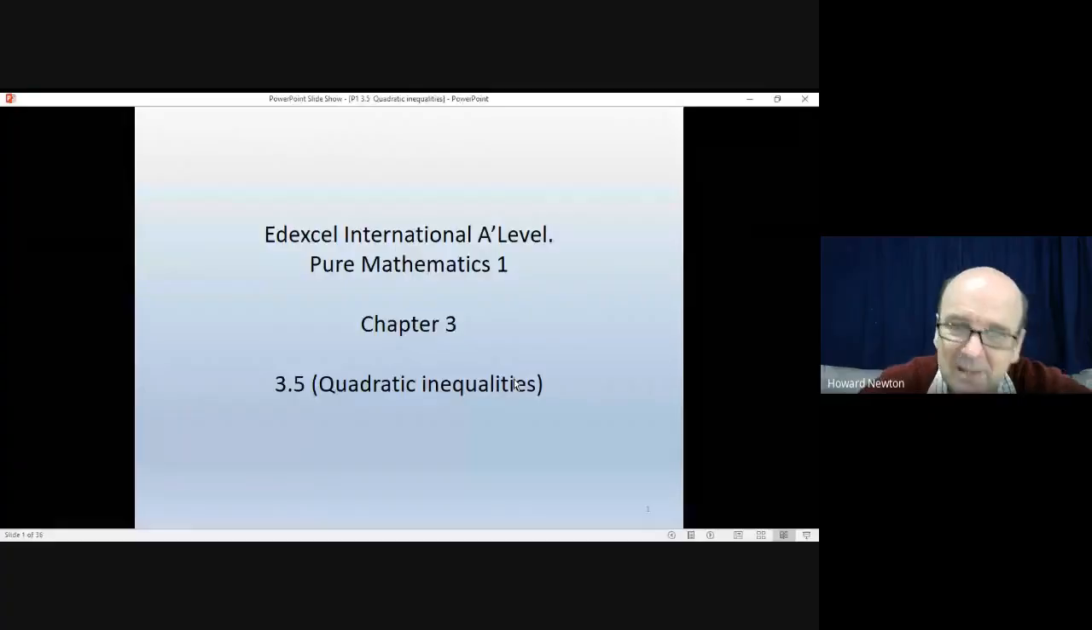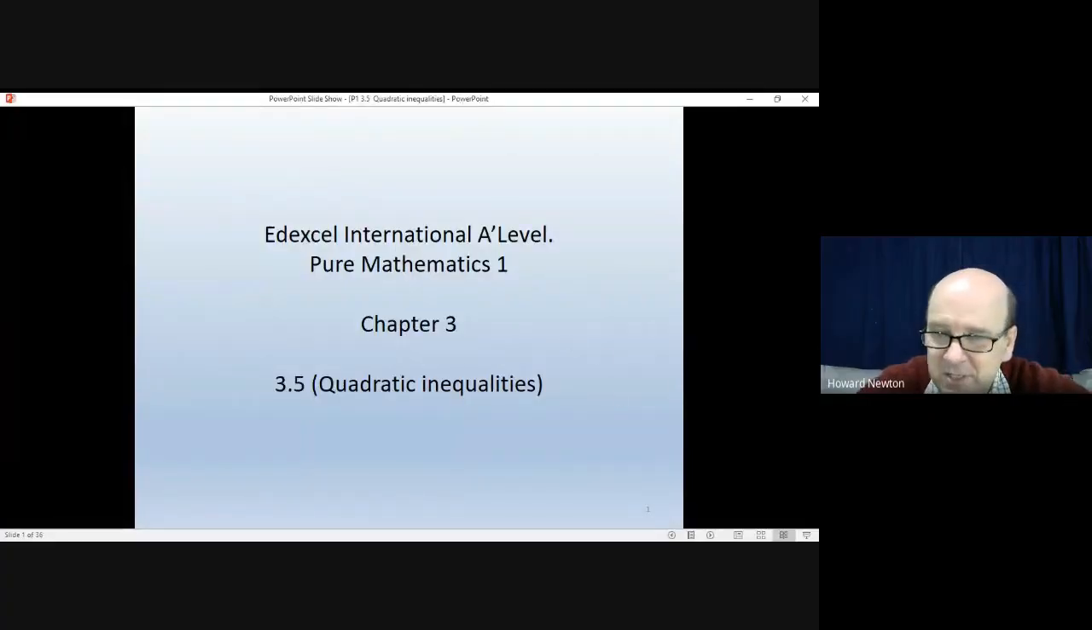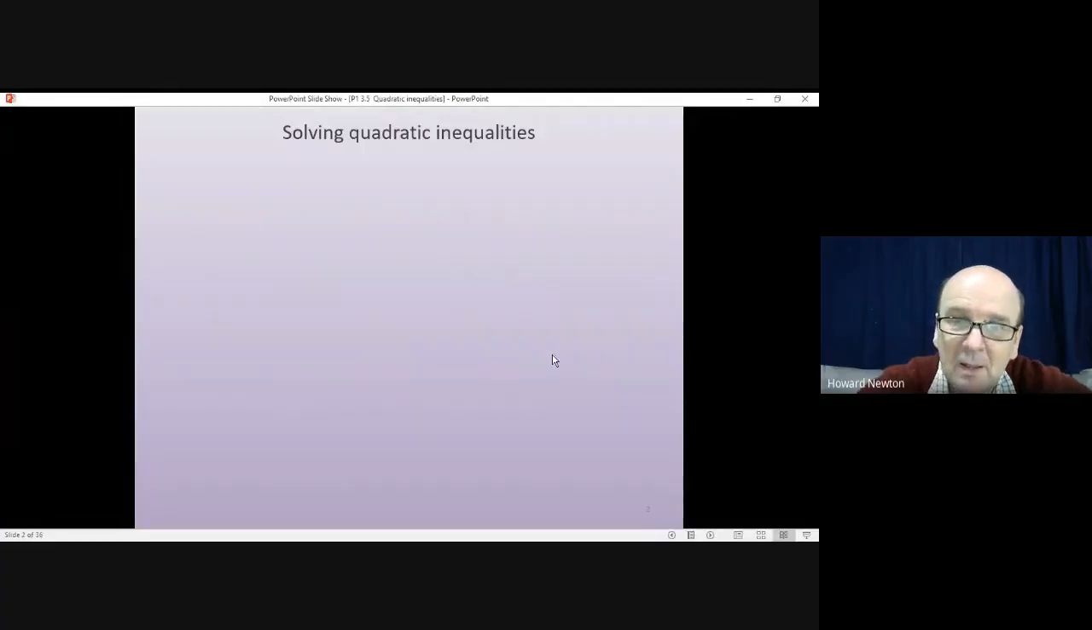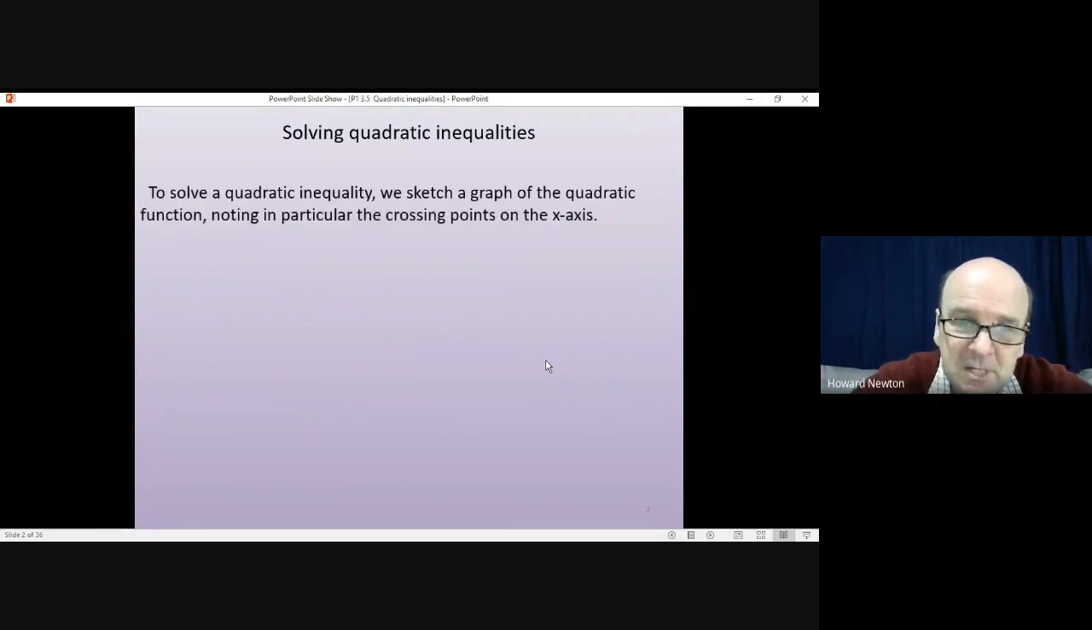Hi there, welcome to this lesson on pure mathematics, and in this lesson we're looking at quadratic inequalities. Now, solving a quadratic inequality, the easiest way to do it is to first of all sketch a graph of the quadratic function in the inequality, noting in particular the crossing points on the x-axis.